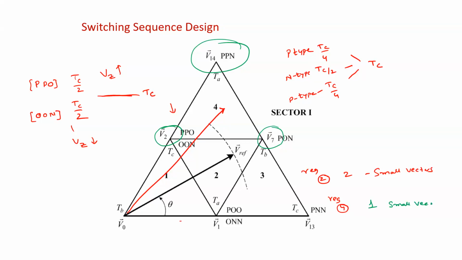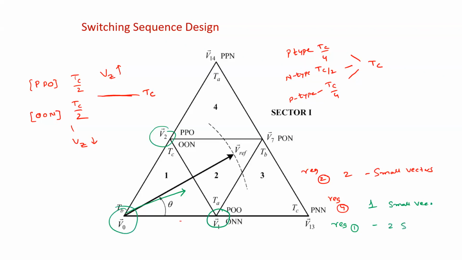Right. So if you notice, when you are decomposing this one, why have we ignored this V7? The thing is that there are no P-type or N-type small vectors for this V7. Similarly, in region 1, for example, this V reference falls in region 1, so it is decomposed with V1, V2, and V0. That means it consists of 2 small vectors.